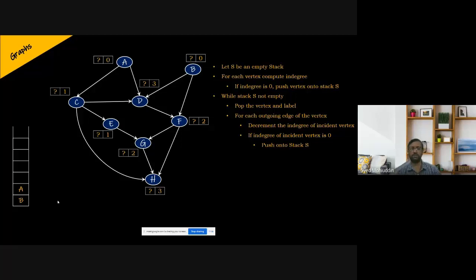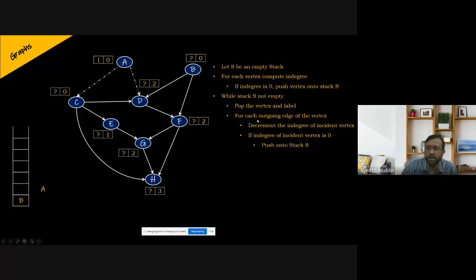So let us come back to this part. I have pushed B first, then pushed A. Then, while the stack is not empty, we will pop. Once we perform the pop operation, A gets popped out from the stack. And here I am labeling the vertex A as 1, so initially we start labeling from 1. And the edges I have made dotted, which means they are explored, it's done.